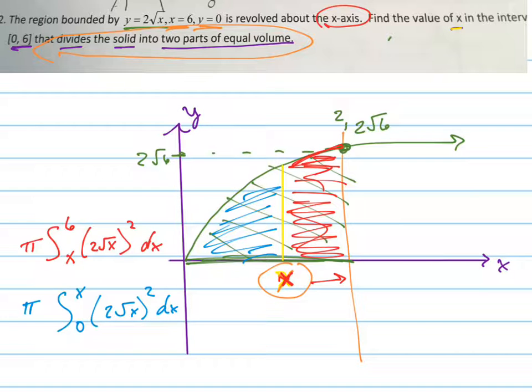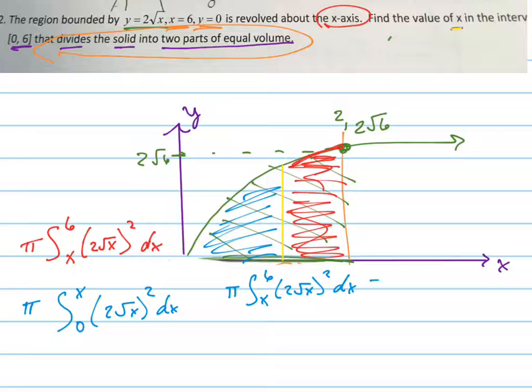So how do I find out where those two values are equal to each other? You set them equal to each other. So pi from x to 6 of 2 root x squared dx equals pi from 0 to x of 2 root x squared dx.